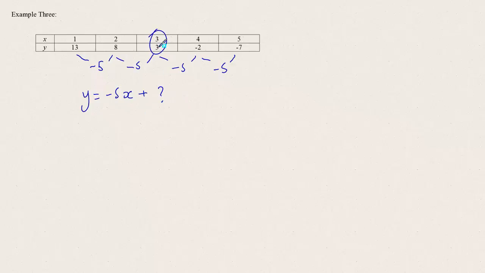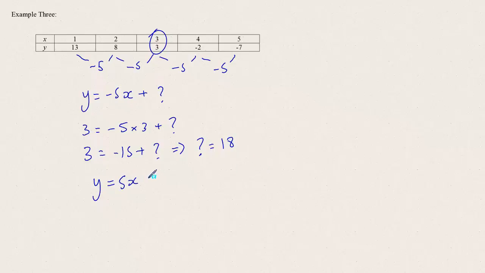Let's try these values. Y is 3 when x is 3. So that's going to be negative 5 times 3 plus a question mark. 3 is negative 15 plus a question mark. So the question mark has to be equal to 18. So y is going to be negative 5x plus 18. I missed out the negative there. So negative 5x, let's just make that clearer. So it's negative 5x plus 18.